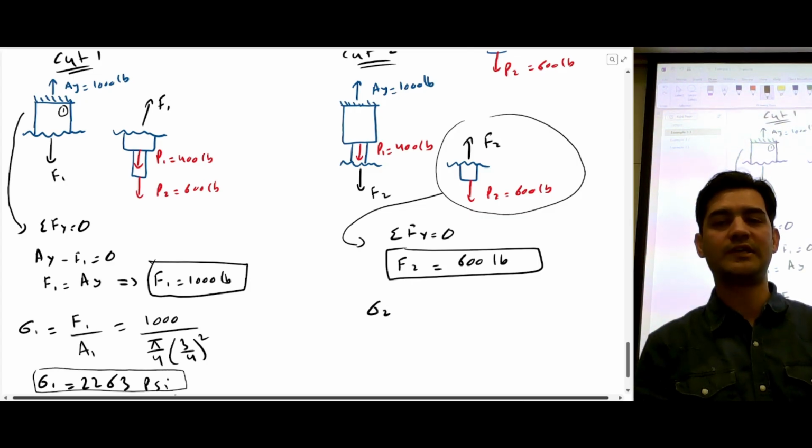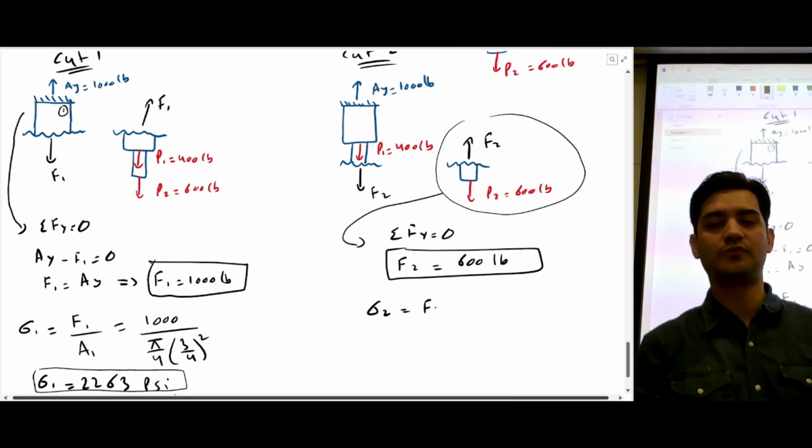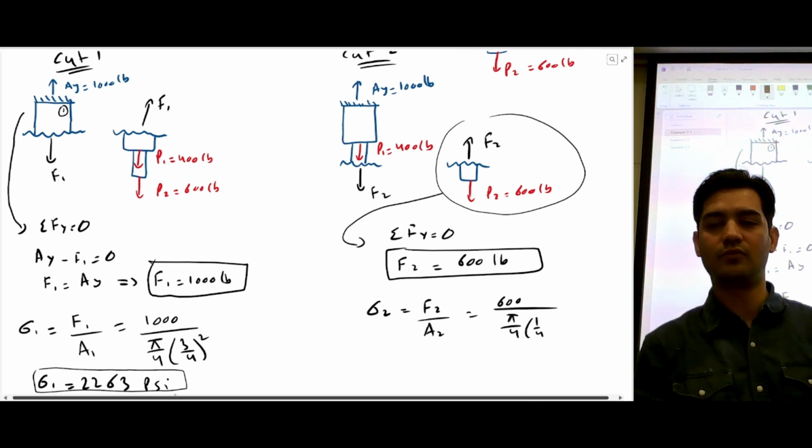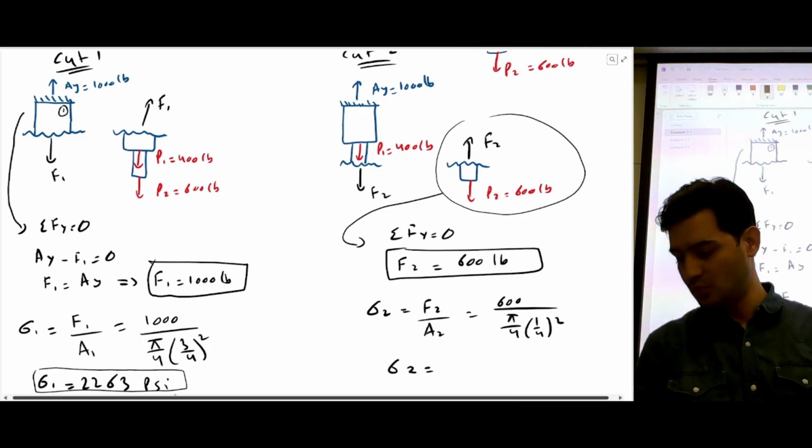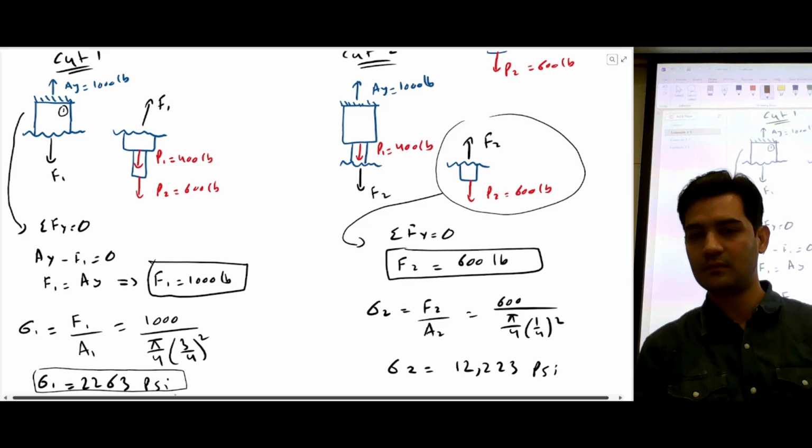We can also calculate stress at member 2, which is force 2 by A2, and the force is 600 pounds. Area is pi by 4, 1 by 4 whole square. So the stress in the member 2, in the cylinder 2, would be equal to 12223 psi.